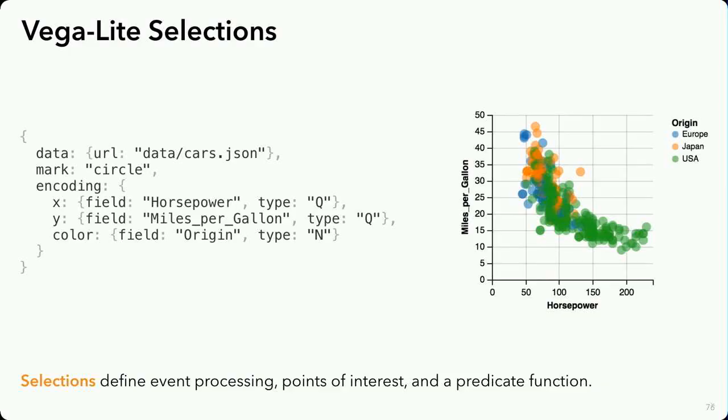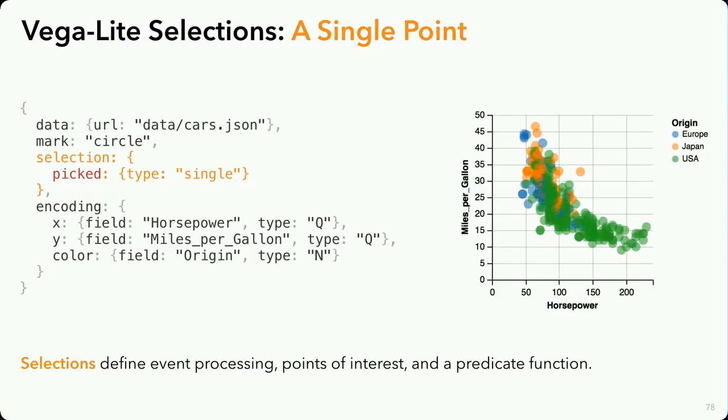Well, let's make these selections a little bit more concrete. Let's start with a simple unit specification that shows a scatter plot for cars. So here the horsepower is on X, the miles per gallon on Y, and the points are colored by their manufacturing origin.